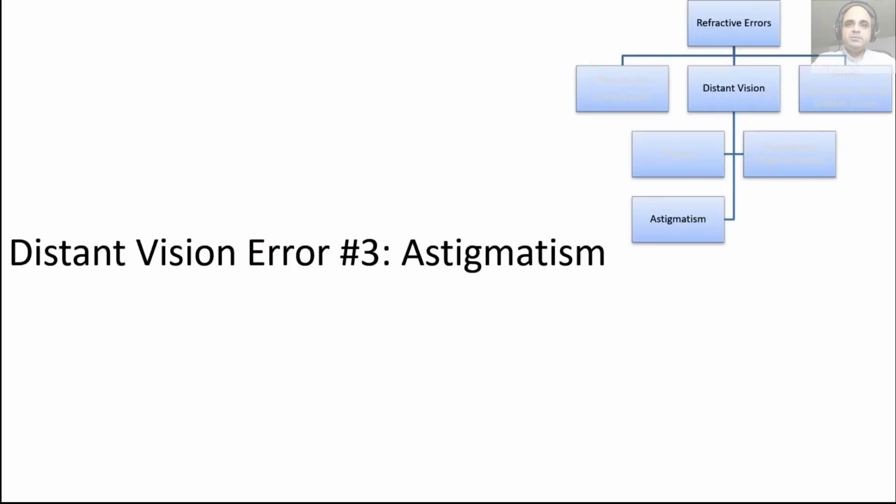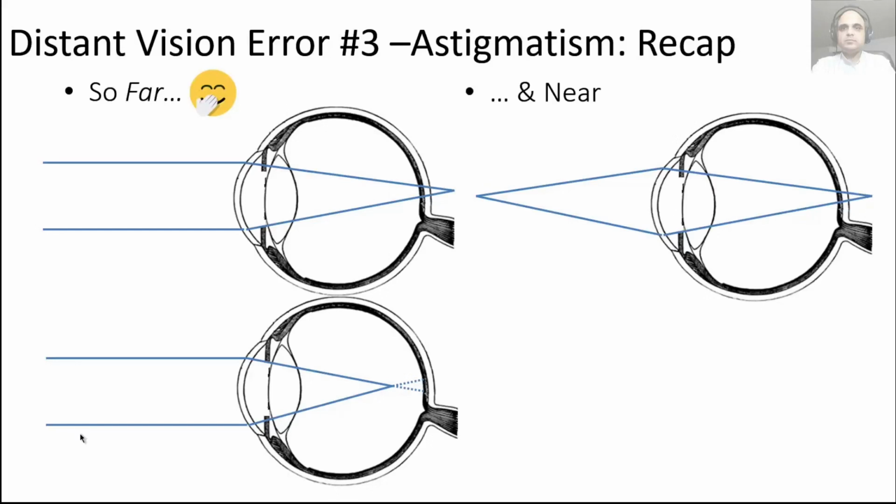Now we'll talk about astigmatism, the third type of our distant refractive errors. So far, we have talked about far and near vision errors. See what I did here? So far, as in so far, and far. I know, I'm old, my humor is old. So we talked about distant vision errors and near vision errors.